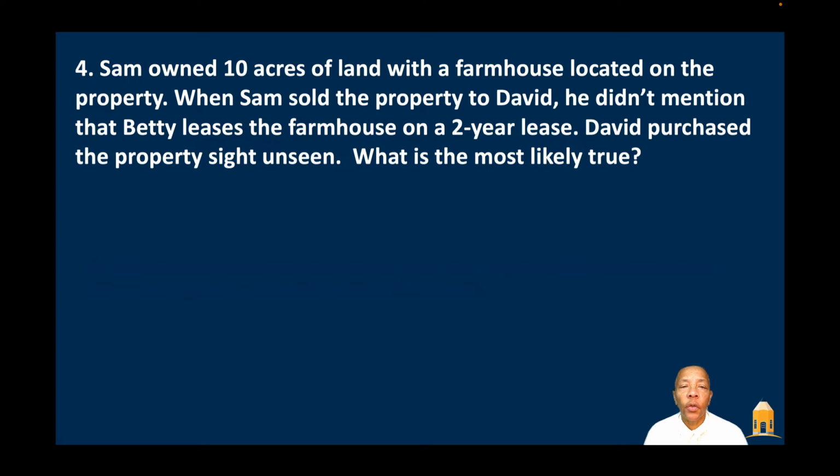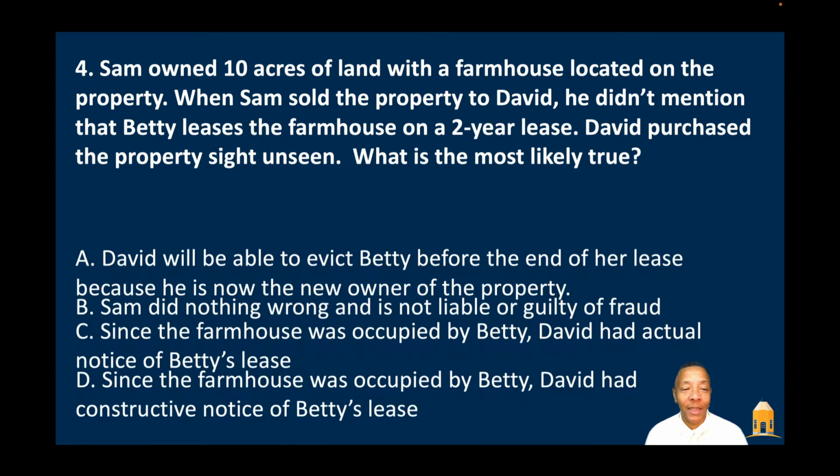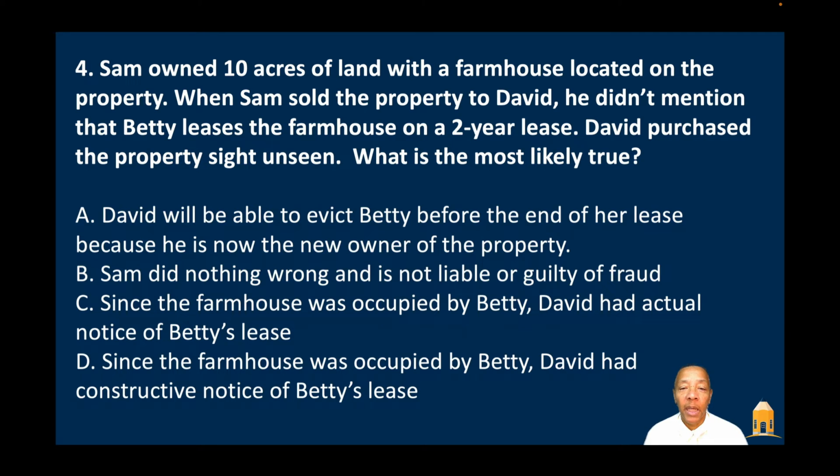Sam owned 10 acres of land with a farmhouse located on the property. When Sam sold the property to David, he didn't mention that Betty leases the farmhouse on a 2-year lease. Okay, David purchased the property sight unseen. What is the most likely result? What is most likely true? David will be able to evict Betty before the end of her lease because he's now the new owner of the property. Sam did nothing wrong and is not liable or guilty of fraud. Since the farmhouse was occupied by Betty, David had actual notice of Betty's lease. Since the farmhouse was occupied by Betty, David had constructive notice of Betty's lease. What do you guys think?